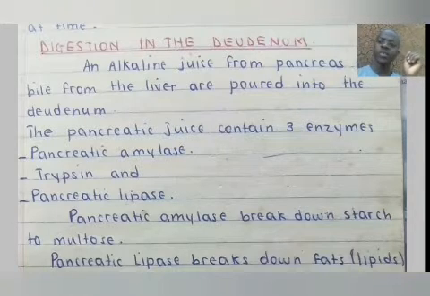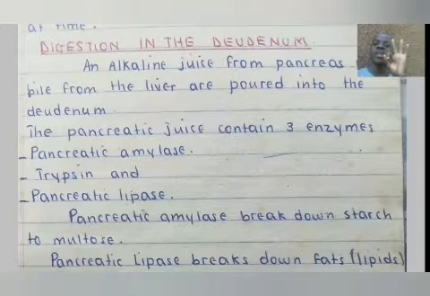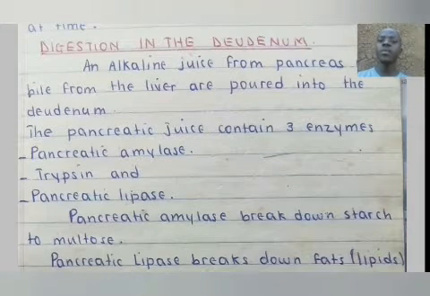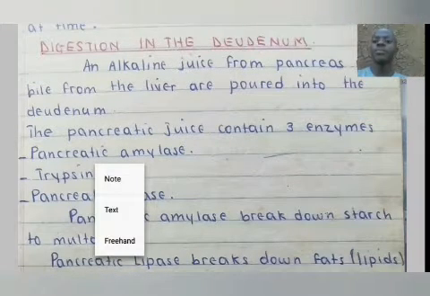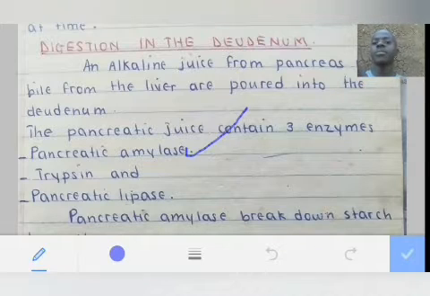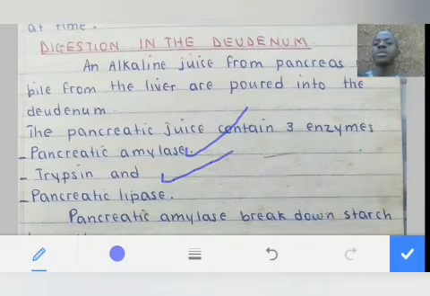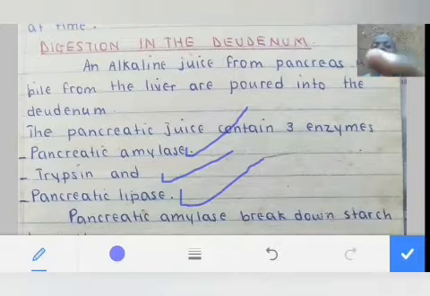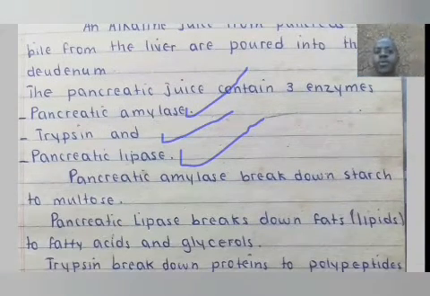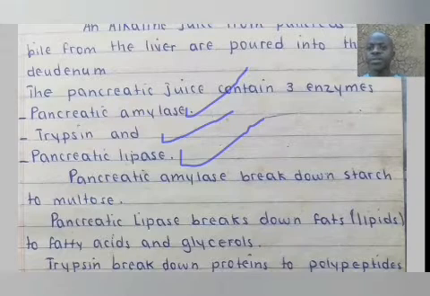Now, that juice contains 3 enzymes. The first one is called pancreatic amylase. Then we also have trypsin, and we also have pancreatic lipase. So there are 3 enzymes that are secreted from the pancreas.